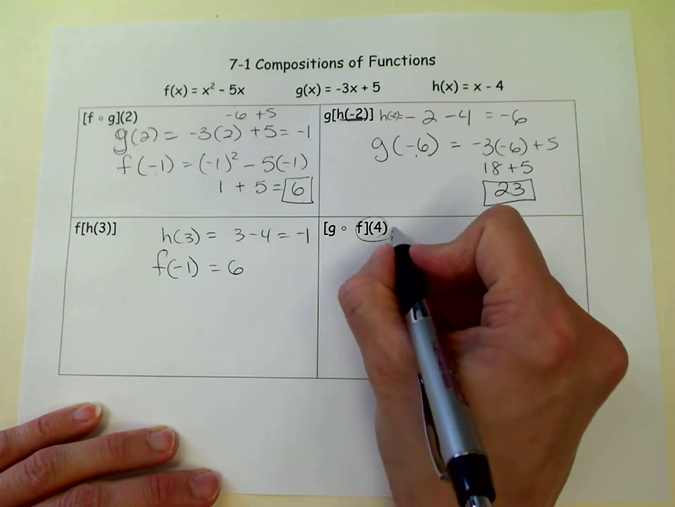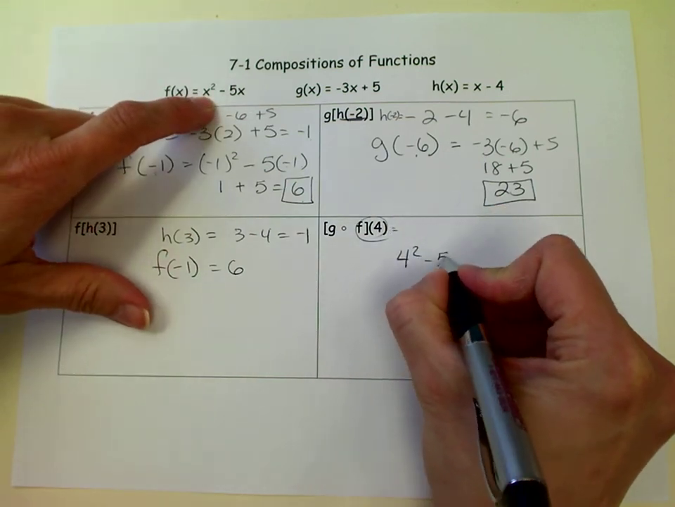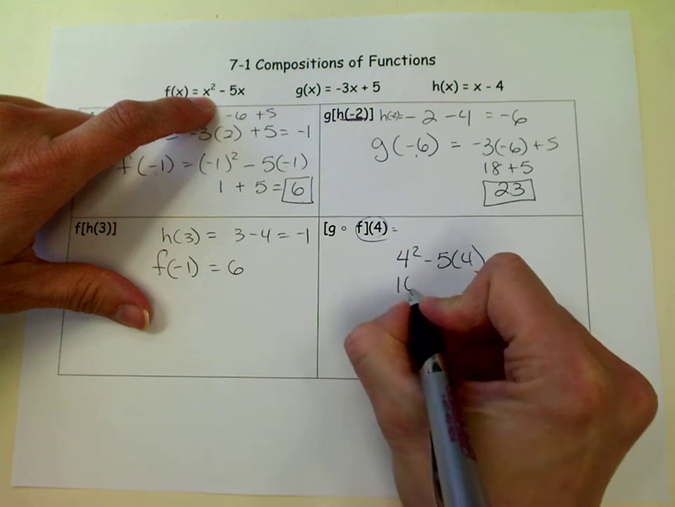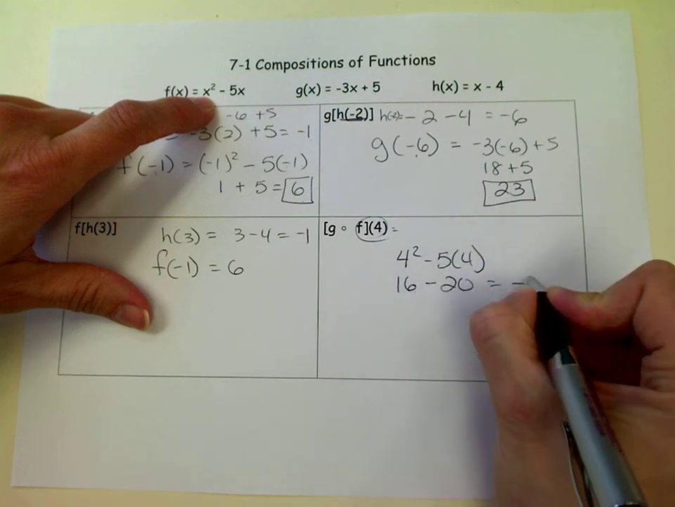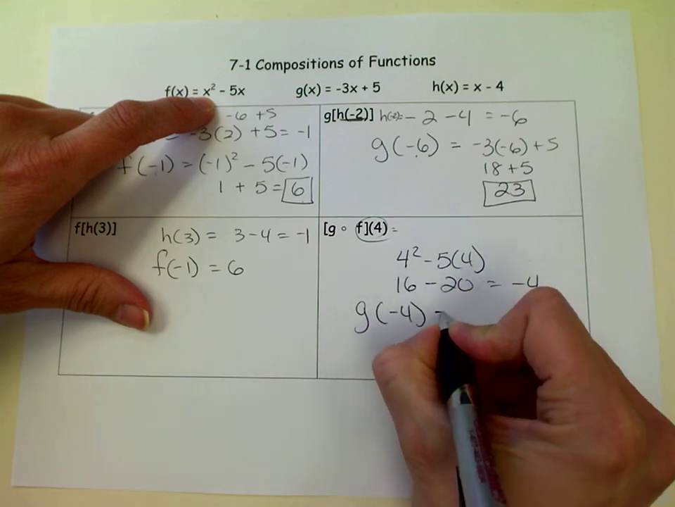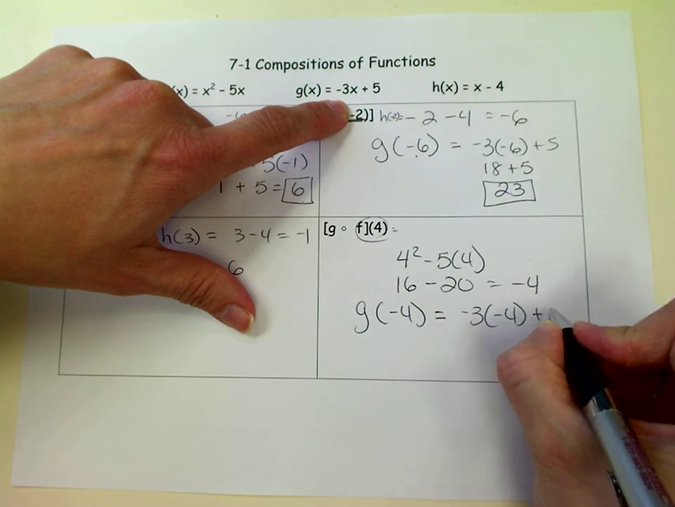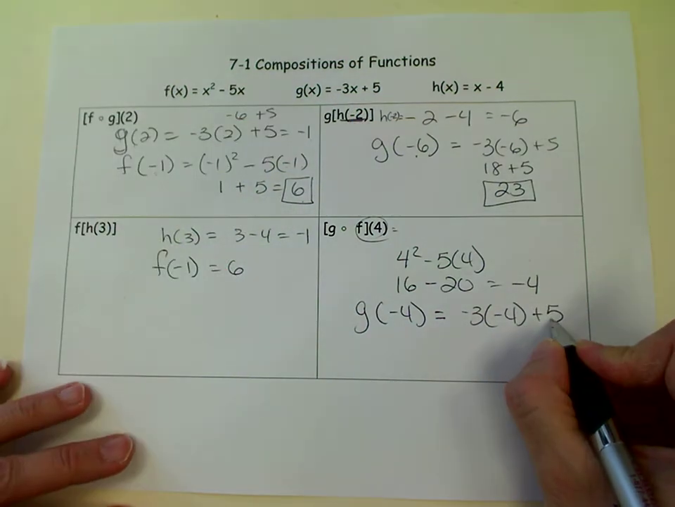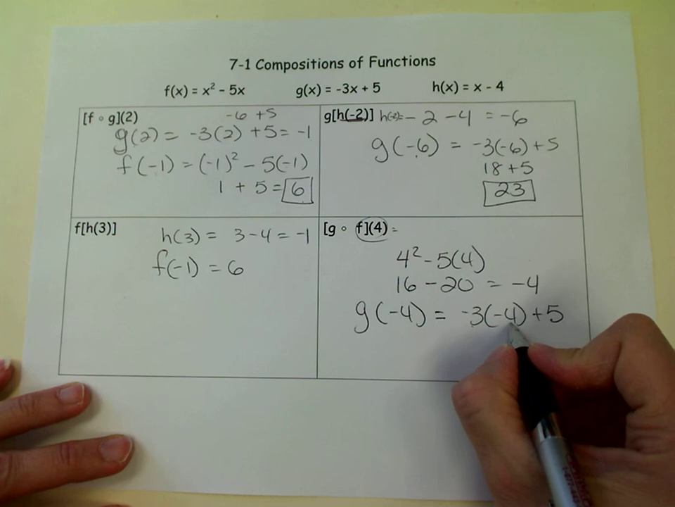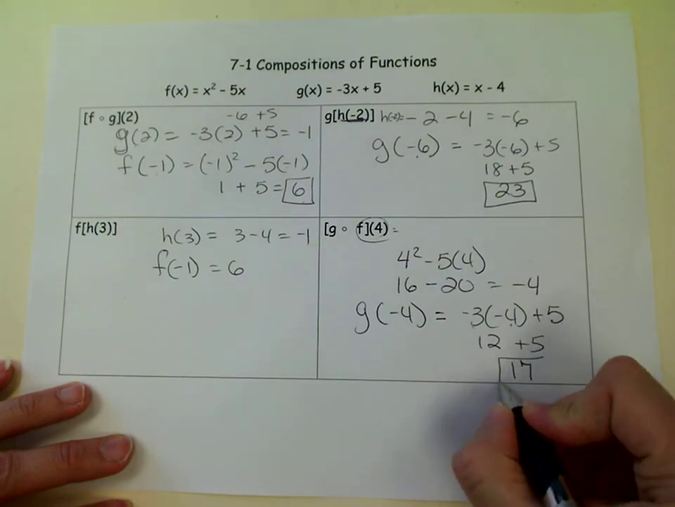Okay, our last one. First, let's find f of 4. F of 4 means I go to f, and I put a 4 in. So 16 minus 20 is negative 4. And then I find g of negative 4. So I go to my g function, and I put a negative 4 in for every x that's in the g function. Negative 3 times negative 4, and I add 5, and I get 17.